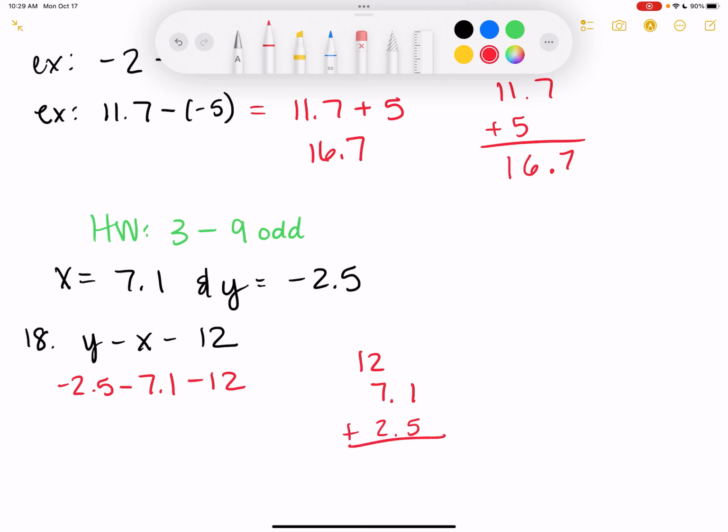So we're going to add them up. We have 1 and 5, so that's 6. We have the decimal point, and then 2 and 7 is 9, plus 2 is 11. Carry the 1, so this would be 21.6, and since they were all negative, the answer is going to be negative, so it's negative 21.6.